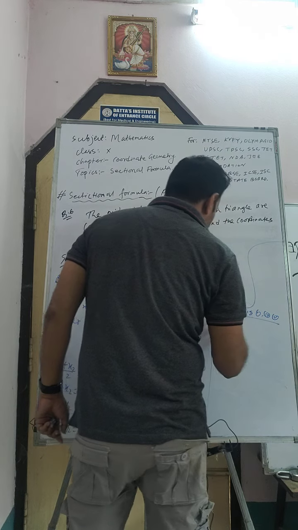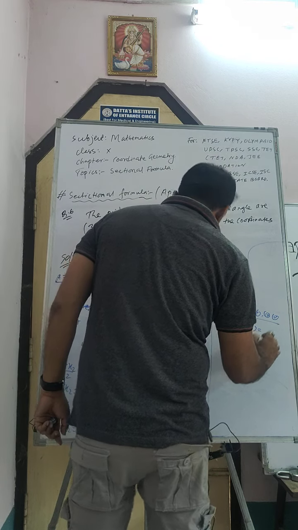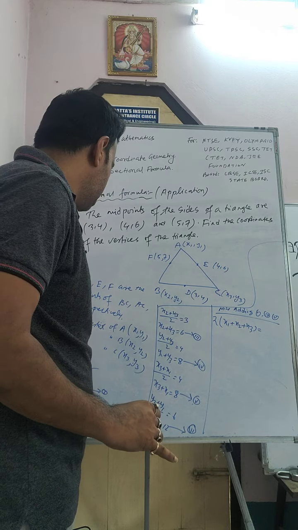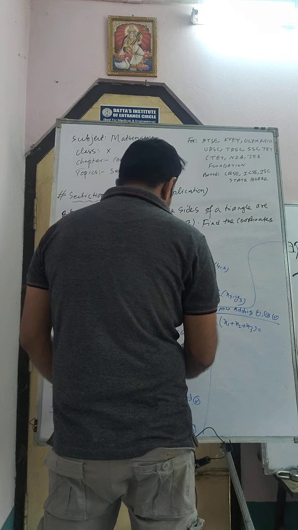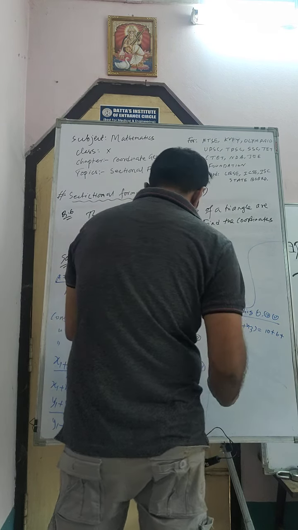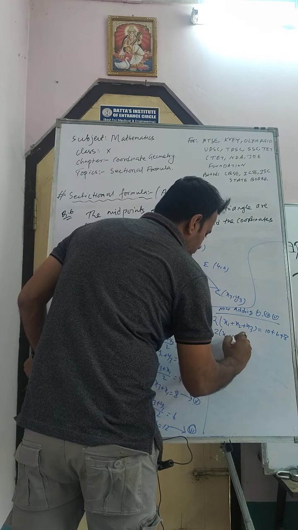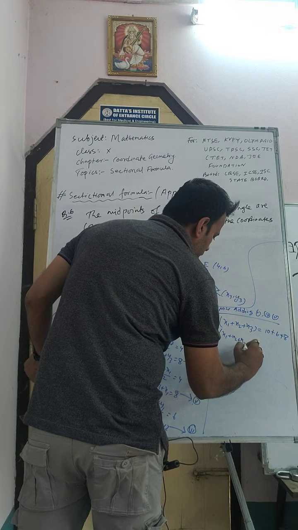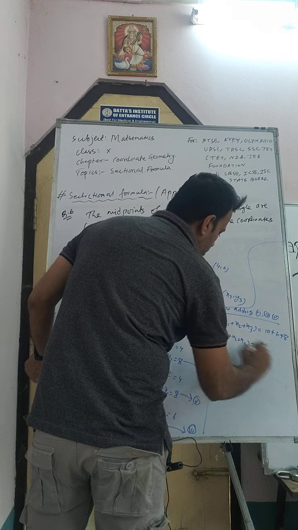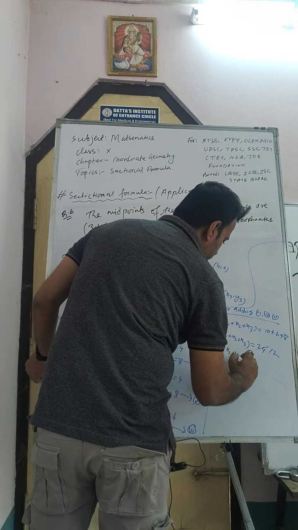What we will get? We will get 2 x1 plus x2 plus x3 is equal to how much? 10 plus 6 plus 8. So it will be 2 x1 plus x2 plus x3 equal to 24. If we cut this one, it will be 12. So x1 plus x2 plus x3 will be 12.